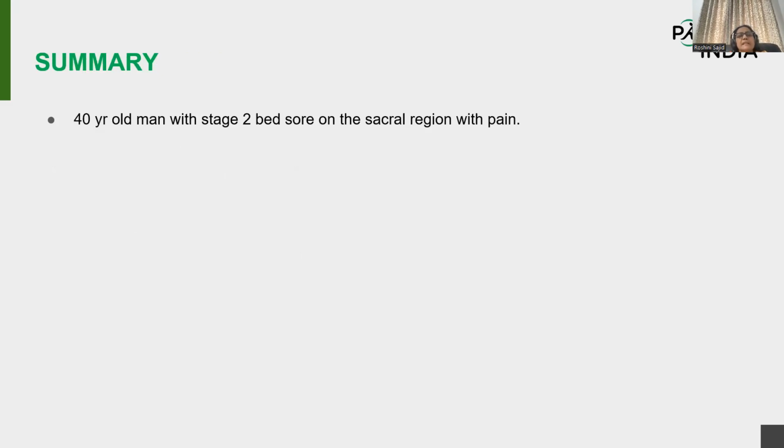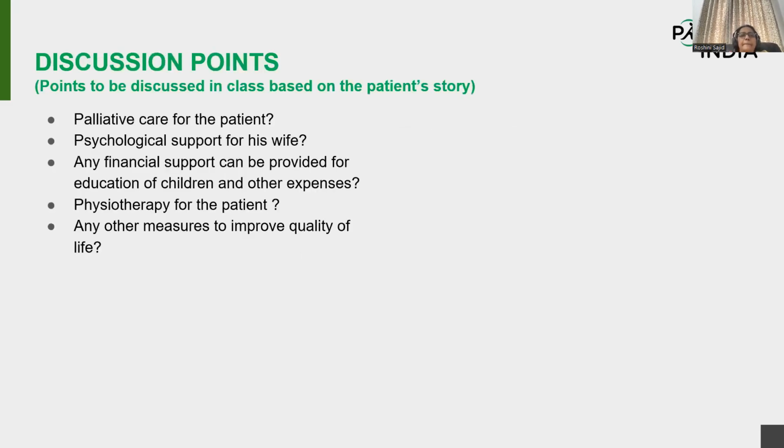So the summary is, it's a 40-year-old man with a stage 2 bed sore on the sacral region with pain. The discussion points for today are: does the patient need palliative care? Any psychological support for his wife? Any financial support that can be provided for education of his children and other expenses? Physiotherapy for the patient, and any other measures to improve the quality of life. Next slide, please. Okay, thank you.